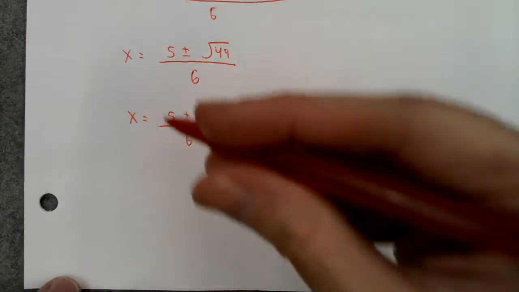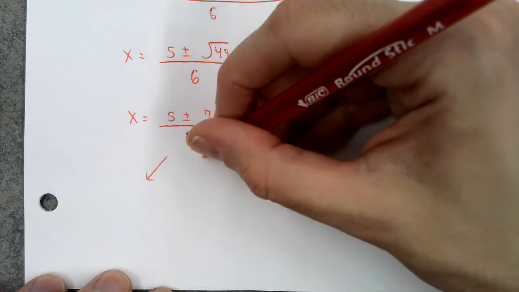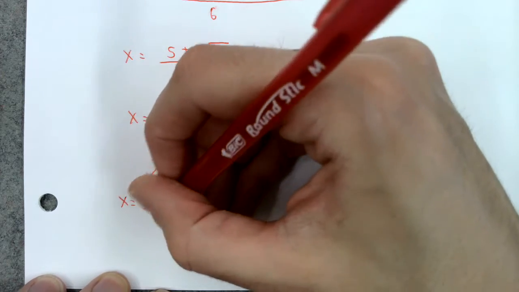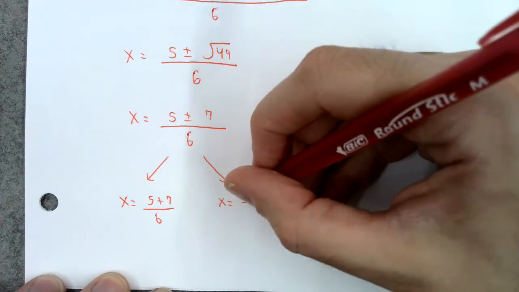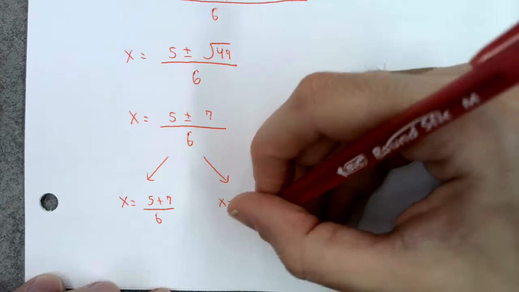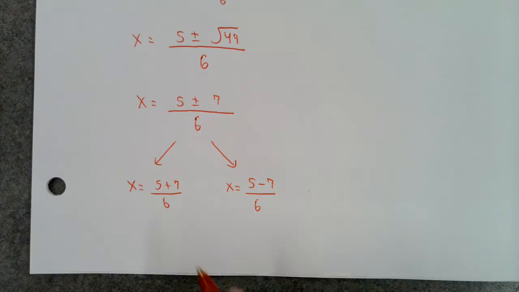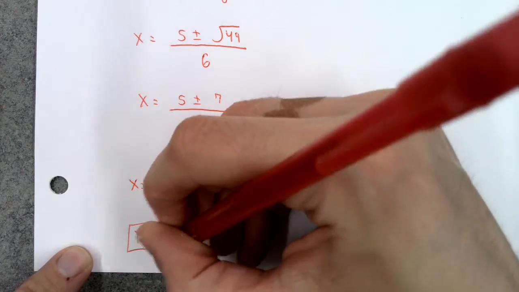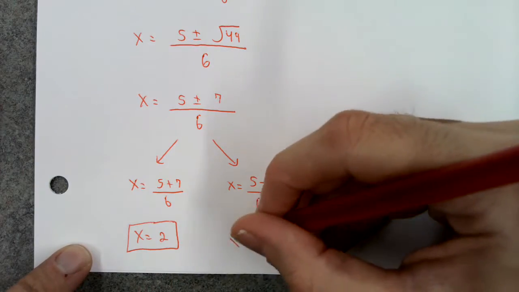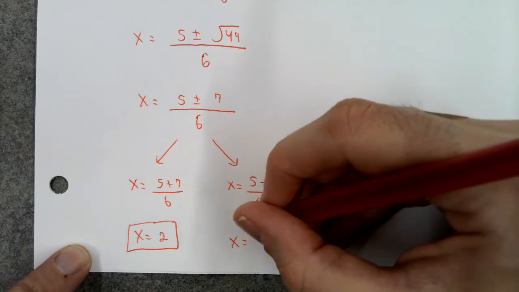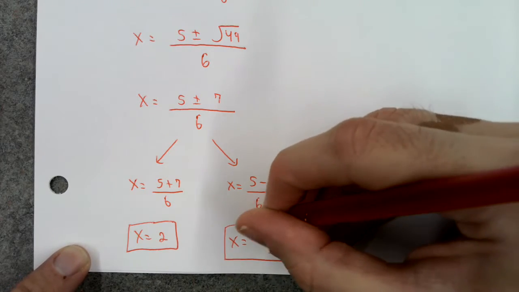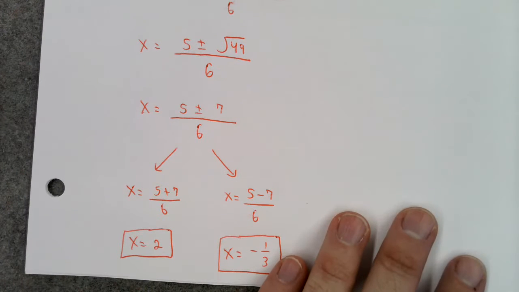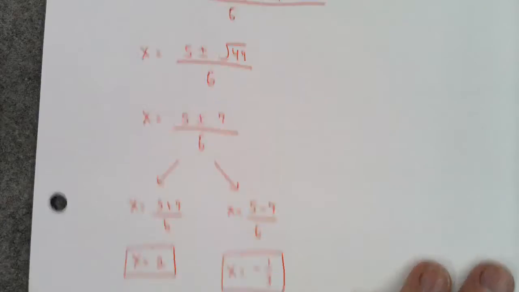And now we can do our 2 equations like we've done in the past. We can do x equals 5 plus 7 divided by 6, and x equals 5 minus 7 divided by 6. So the first one gives you 12 divided by 6, x equals 2. And the second one gives you negative 2 divided by 6. I'll simplify that to x equals negative 1/3. Okay, next page.